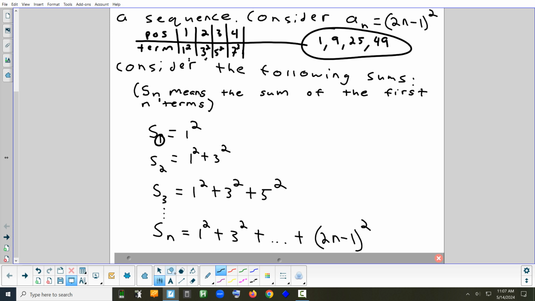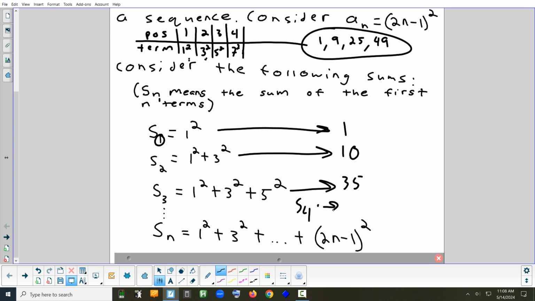So let's write these out. Let's actually do the numbers. We'll do up to S4. What does S1 come out to if you do it out? 1. How about S2? 10. How about S3? 35. So 25 plus 10 is 35. And then let's say we did one more, S4. Well, it would be 35 plus what would the next term be? 49. What's 49 plus 35? 84. Let's see, 49, 79, yeah, 84.